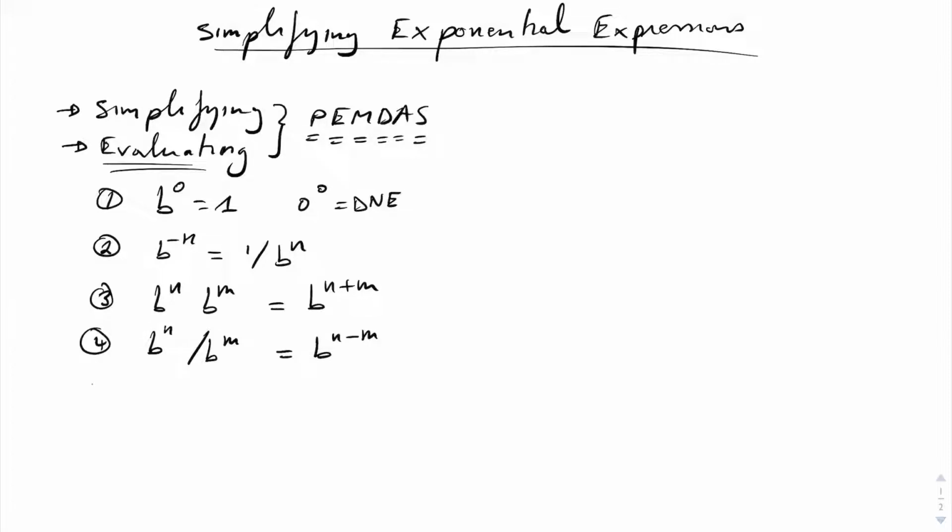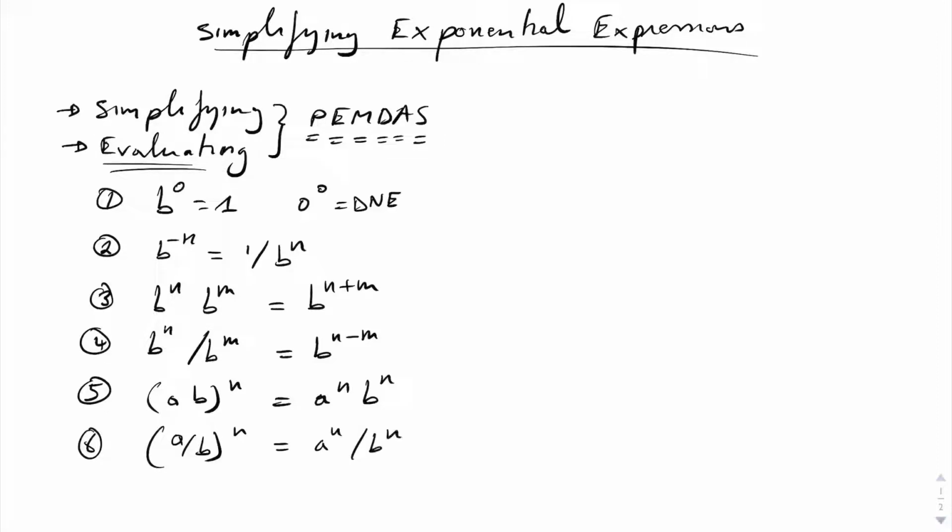The fifth one is going to be a times b, all raised to the power of n. For this particular one here, in order to remove the parentheses, all you have to do is share the exponent to all the factors in the parentheses. So you're going to have a to the power of n and b to the power of n. The next one is going to be the same as the previous, but it's for division. Again, to remove the parentheses here, you can share the exponent to the top, the numerator, and the denominator.